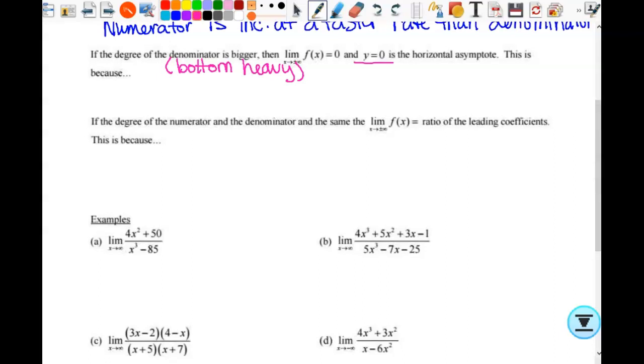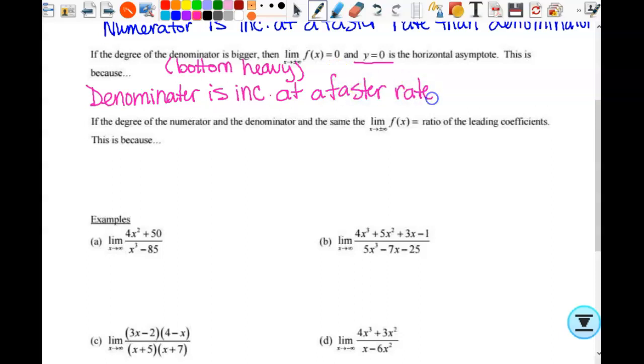And then if the degree is the same, oh, wait. And then the reason is because, the opposite of the other one, the denominator is increasing at a faster rate than the numerator. And I'm going to put numer period because I ran out of room, and it's fine. We're not actually explaining, so it's okay.